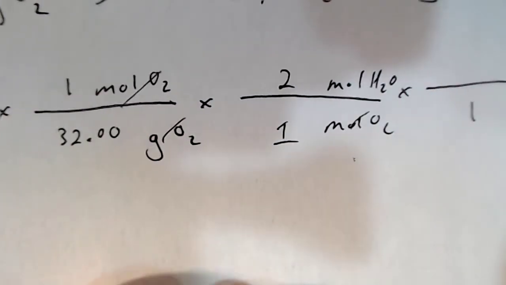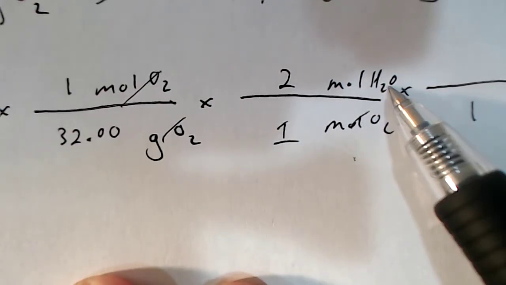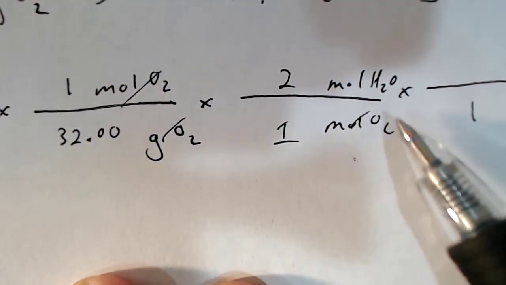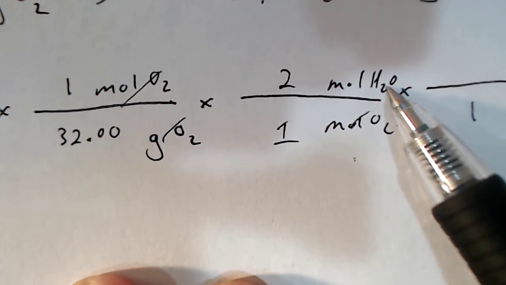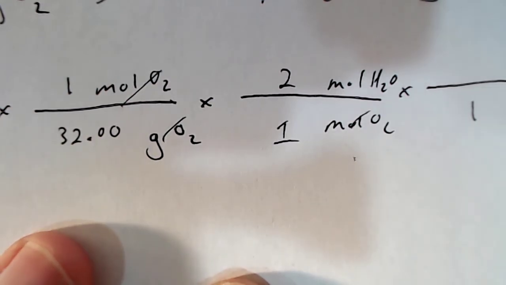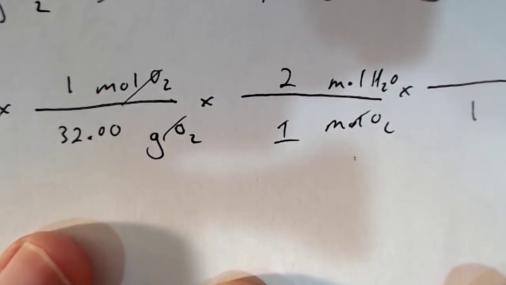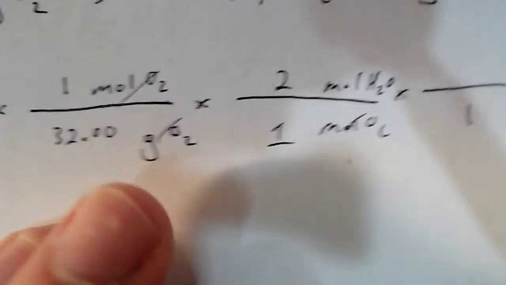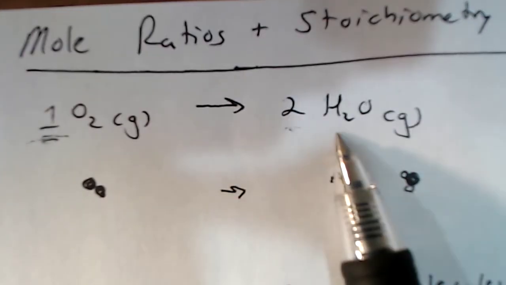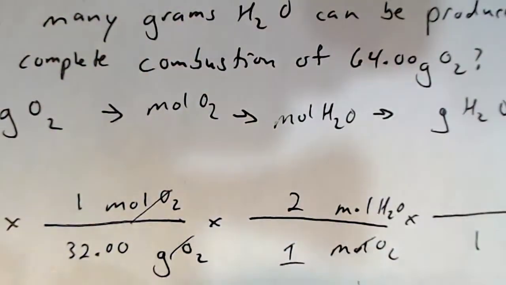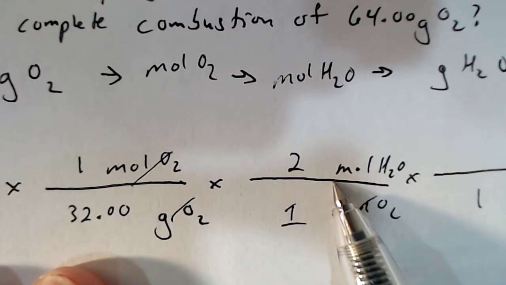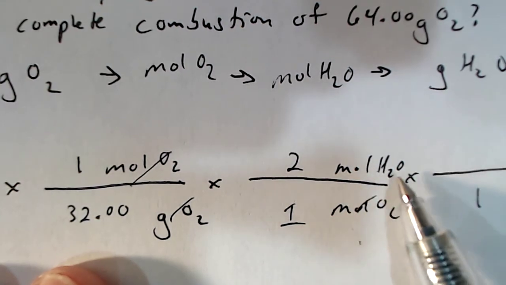Now we want to go into moles of water. So to do that, we need to use that mole ratio. Cancel out moles of oxygen by putting that on the bottom, and then get into moles of water by putting that on the top. Where do these values come from? Just like in the top problem, it's going to be from the coefficients in the balanced chemical equation. For every 1 mole of oxygen reacted, there's 2 moles of water formed. So we'll plug that in here. So now we're into moles of water.